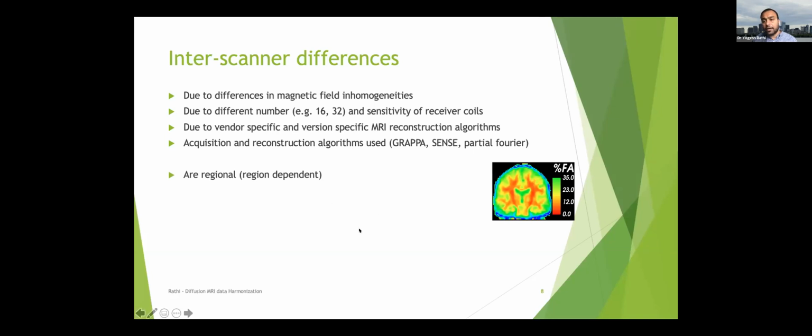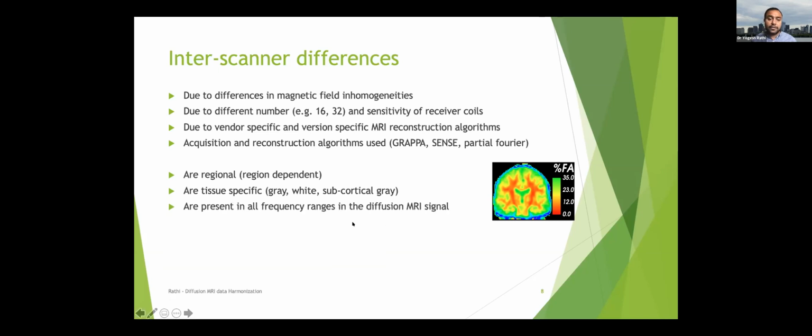These changes are not one single linear change or bias across the brain. You can see here, these are region dependent. These are very specific to different types of tissue. And this is very much so for the diffusion MRI data. It exists in all frequency ranges in the diffusion MRI signal.